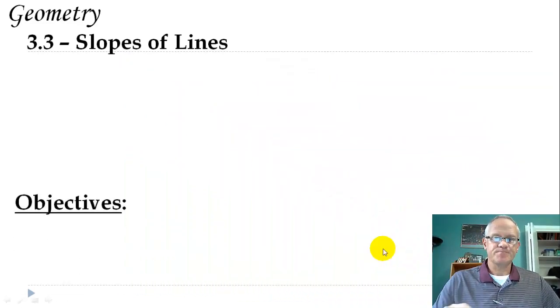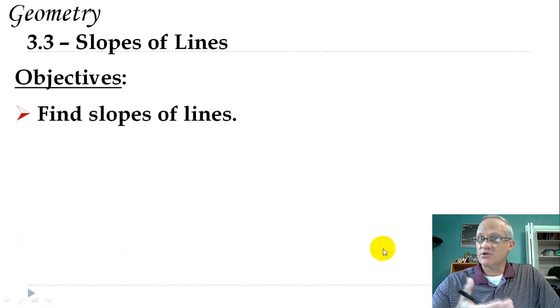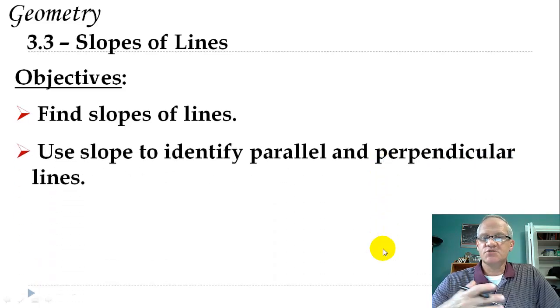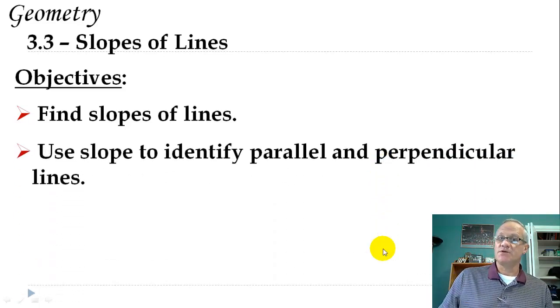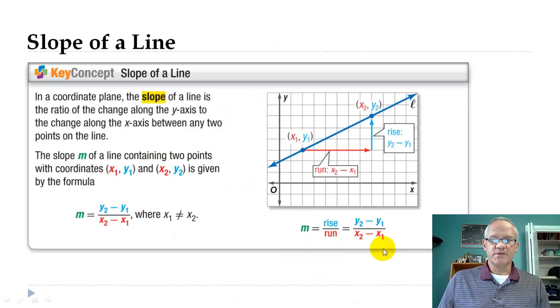Maybe a little bit of a review for you since you've probably done some of this in Algebra 1 as well. But let's take a look today, okay? So first of all, our objectives today, we're going to find slopes of lines. And then we're going to use slope to identify parallel and perpendicular lines. All right, so first of all, let's take a look at what we've got here for slope.